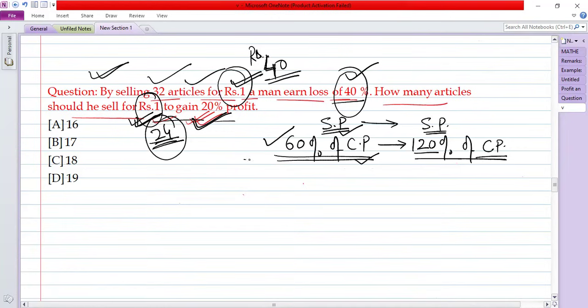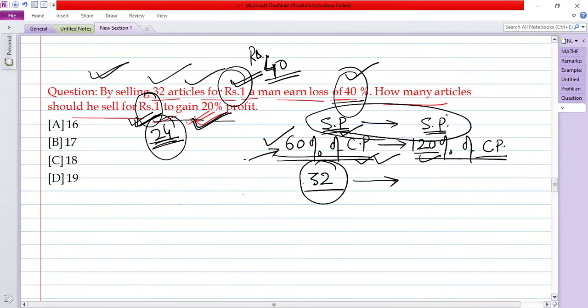Now, for 60% of cost price, how many articles did the shopkeeper sell? 32. Okay. And if I have to go to 120%, means I have to double my income, means double the selling price. If someone has to double the selling price, then the number of articles must be half. Means half the number of articles must be sold. Okay. So this question can be done this way. And please think over this way. Since here the selling amount is same, rupees 1.